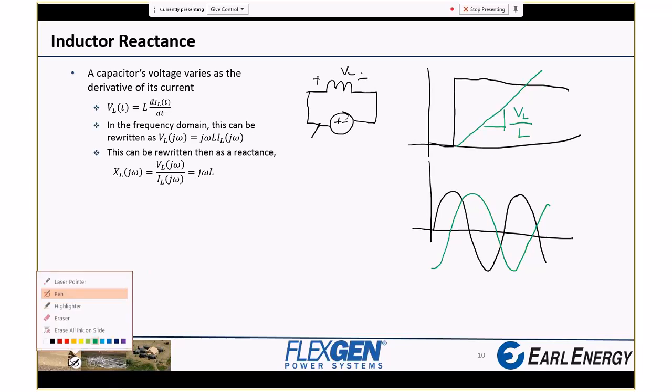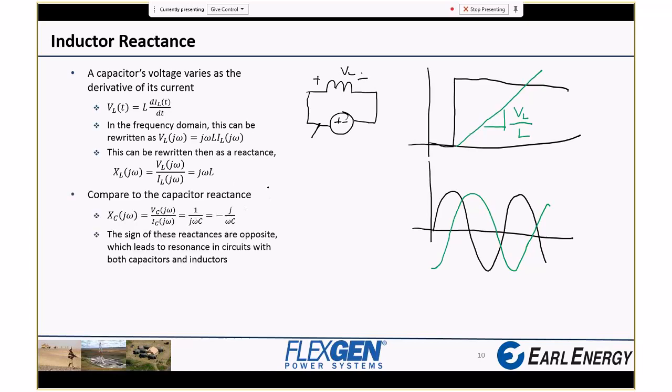Again, like with the capacitors, this differential equation can be transformed into the frequency domain and ends up looking like this. V equals j omega L times I. Rearrange that into something that looks like resistance, and you get a reactance. So V_L over I_L in the frequency domain equals j omega L.